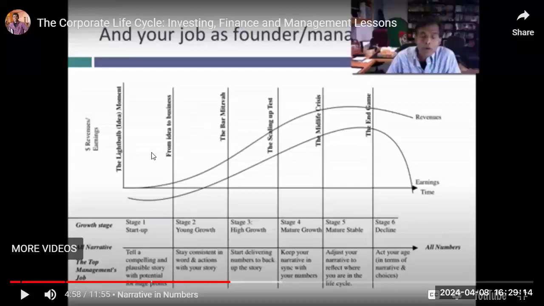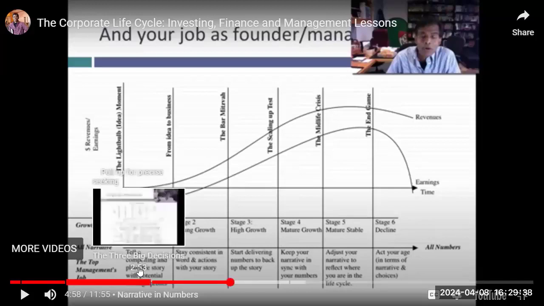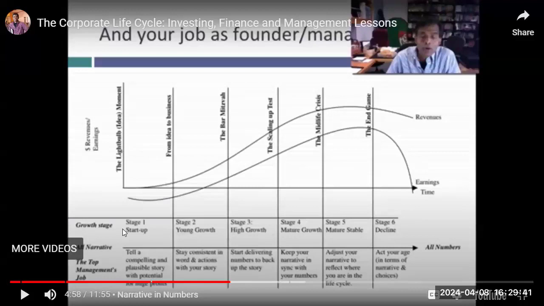Bar mitzvah meaning, I guess, teenager. He tried to compare it to a person's life, right? You're born, you're a kid, you're a toddler, you become a teenager, you start scaling up, middle age, death at the very end. Startup, young growth, high growth, mature, stable, decline. You're telling a compelling, plausible story. You really should be watching Damodaran. He's such an excellent professor.